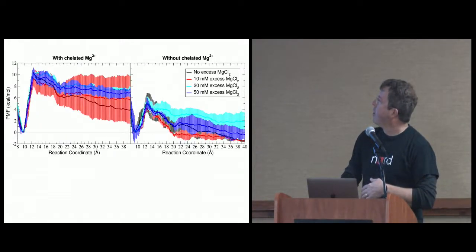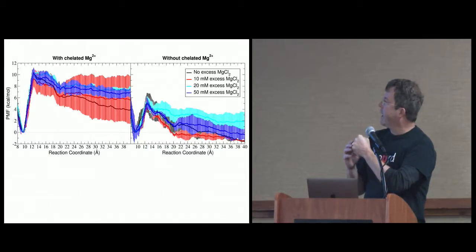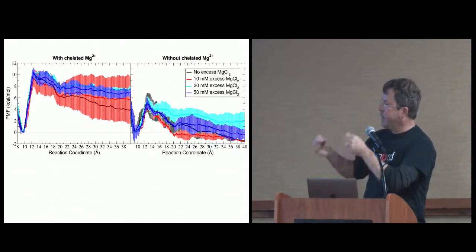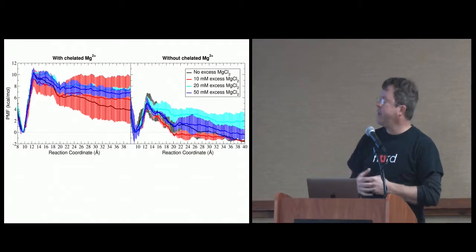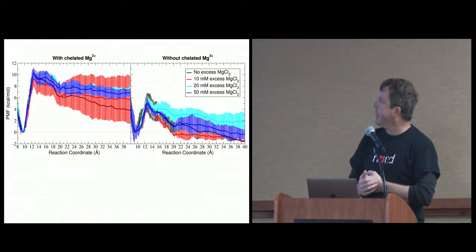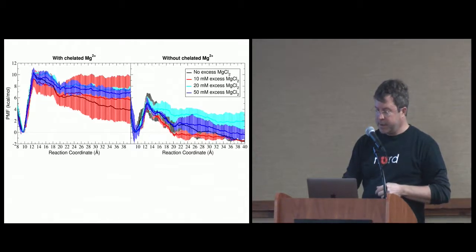We also show that without the chelating magnesium in its particular binding site, effectively you're isoenergetic, folded versus unfolded, that's on the right. But when we include the chelated magnesium and the potassium, we now clearly stabilize the folded state over the unfolded state.